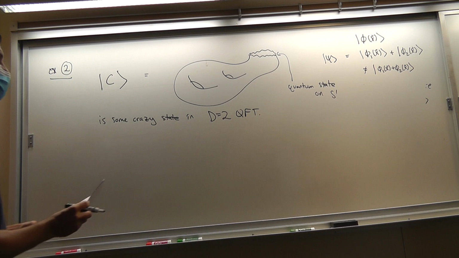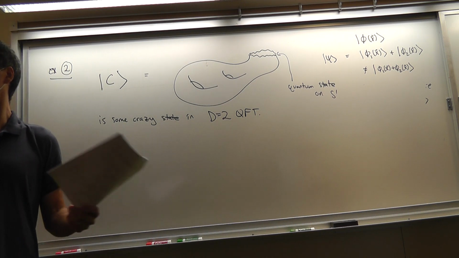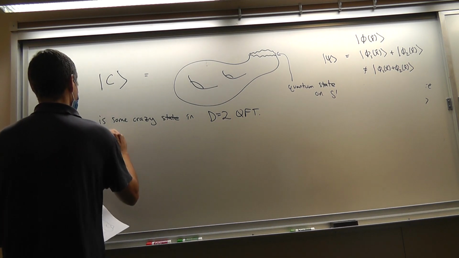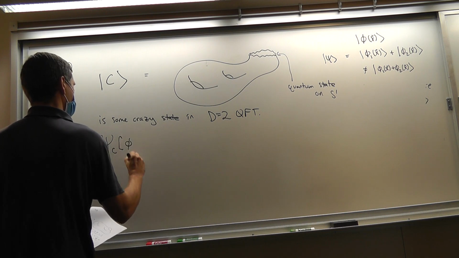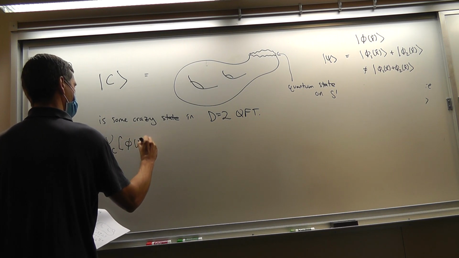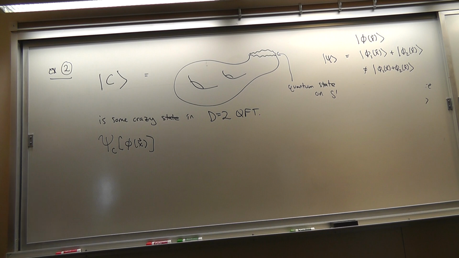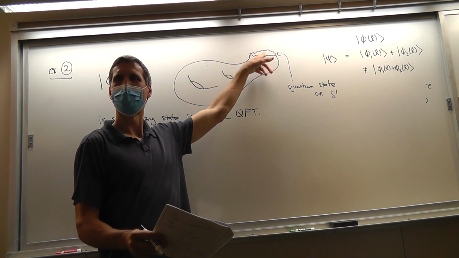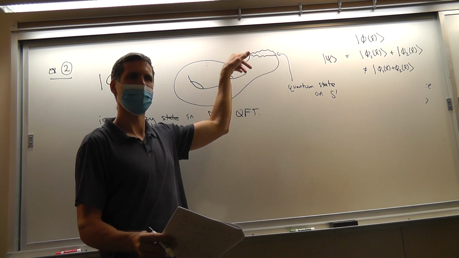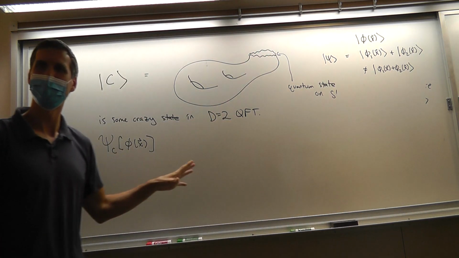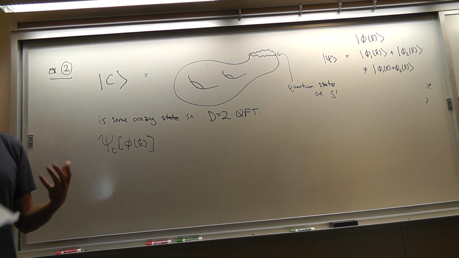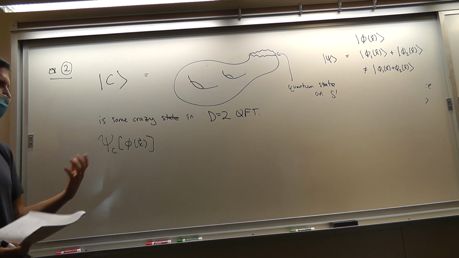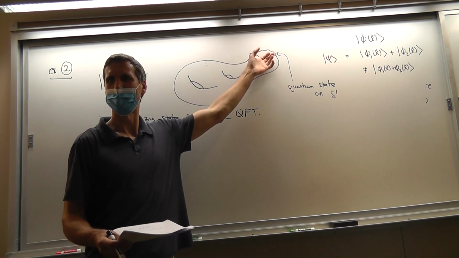How do I know it's a quantum state? Well, because I can calculate its wave function. The wave function of the state C in the field basis is what you get by doing the path integral with boundary condition phi of x on this cut. Okay, so that's the sense in which it defines the quantum state. It's a linear functional on field data defined by doing the path integral.